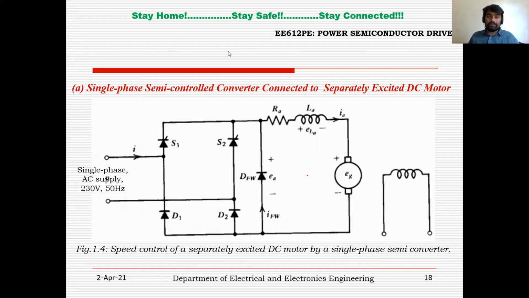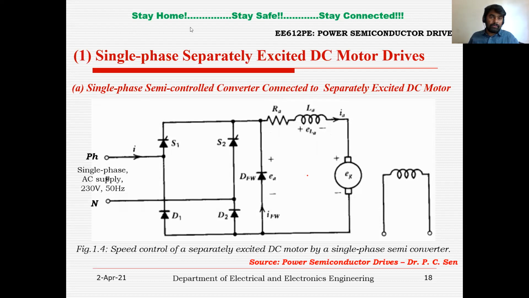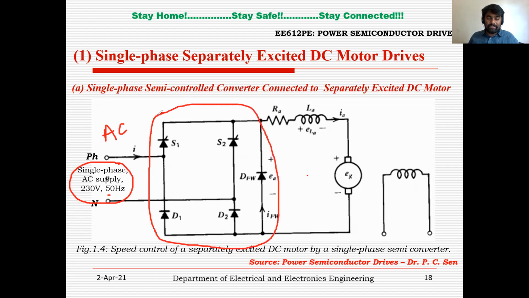Now this is an electrical equivalent circuit. Again, you can see here for a separately excited DC motor, right? Now see. So now here it is a single phase AC supply, 230 volts with 50 Hz frequency, Indian standard frequency 50 Hz, right? So here the input to the converter is AC. Okay, then here you can see it is a controlled converter because we are using controlled elements in it.